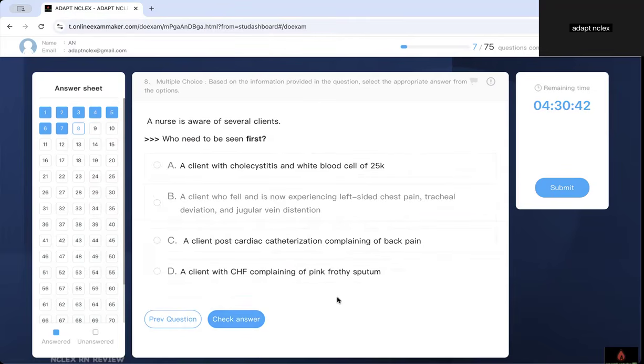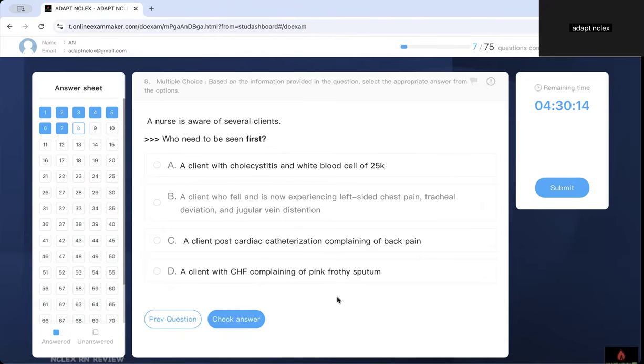Same thing. Who should be seen first? Prioritization, management of care. Who do you see first? A client with cholecystitis, an infection, right? White count of 25,000. Should you worry about it? The client fell. He has left-sided chest pain. All of a sudden, tracheal deviation, jugular vein distension, bad buzzwords. Client who had cardiac catheterization, what do you worry about? Bleeding.